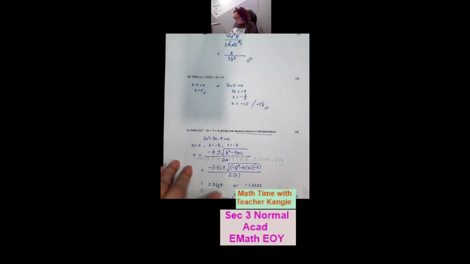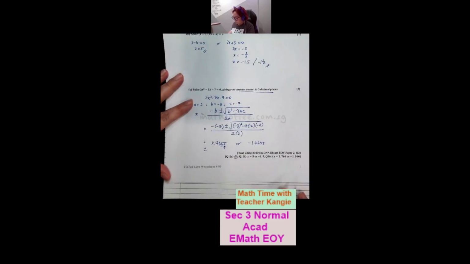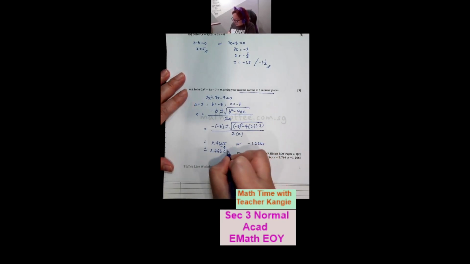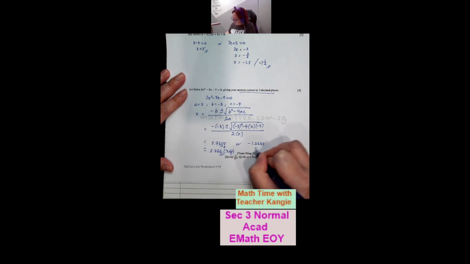This is the third decimal place. You will look at the number over here. The 5 tells me that I need to round this up. So this will be 2.766, and this is 3 dp. For the other one, this is my third decimal place, and the 5 tells me I have to round it up, so it's negative 1.266, 3 decimal places, and we are done.